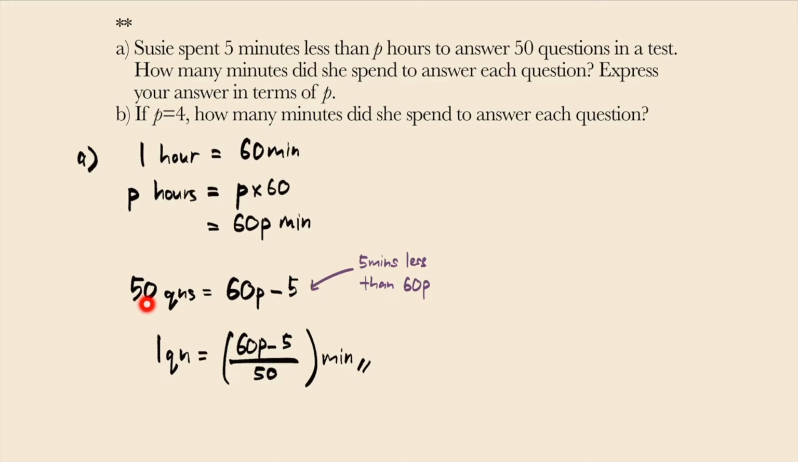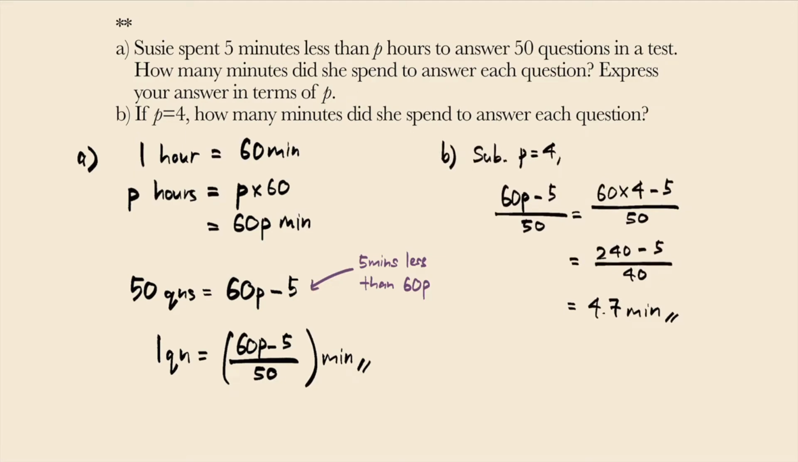Now, but that's for 50 questions. The question wants 1 question. So divide the whole expression by 50. That's it. Now, per question, if P is equal to 4, we'll just substitute P equals 4 in here. And then evaluate to find 4.7 minutes. Don't panic that you have a remainder. Just write whatever you see there.